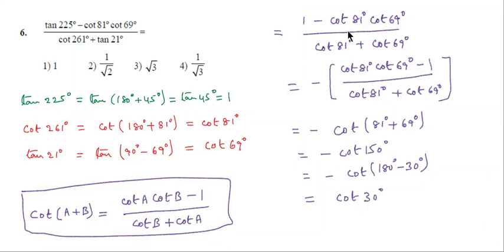Students, what is cot 30 degrees value? Cot 30 degrees, root 3. Which option is correct? Third option is correct.